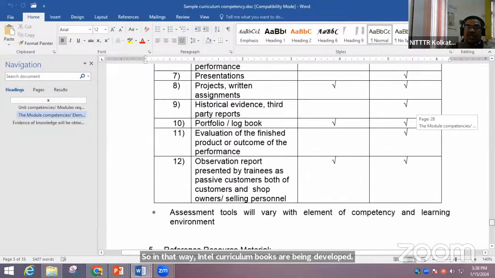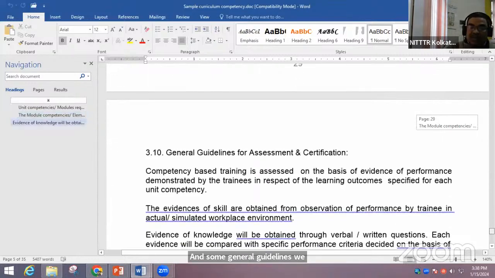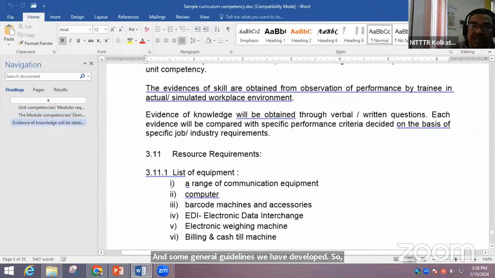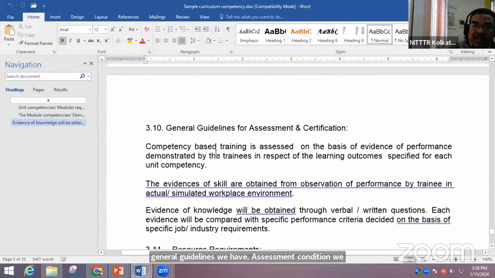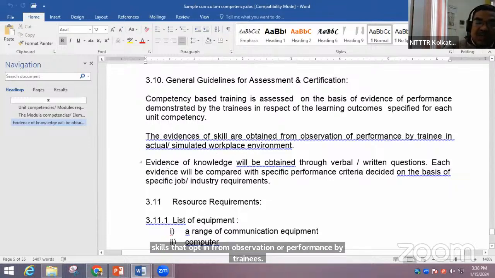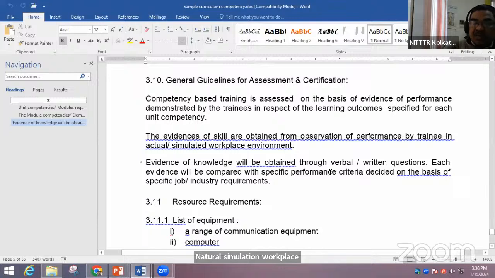And some general guidelines we have developed. Some general guidelines: we have assessment conditions and criteria we have suggested. Competency-based training is assessed on the basis of evidences and performance demonstrated by the trainees in respect of the learning outcomes specified for each of the unit competency. The evidences of skills are obtained from observation of performance by trainees in actual or simulated workplace environment. Evidence of knowledge will be obtained through verbal or written examination or questions.